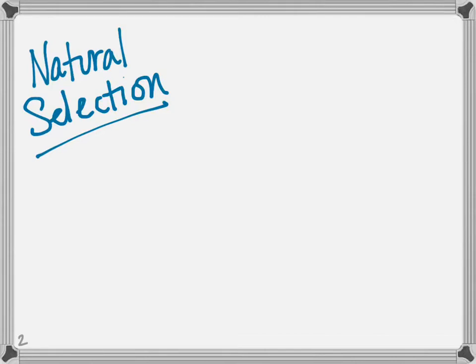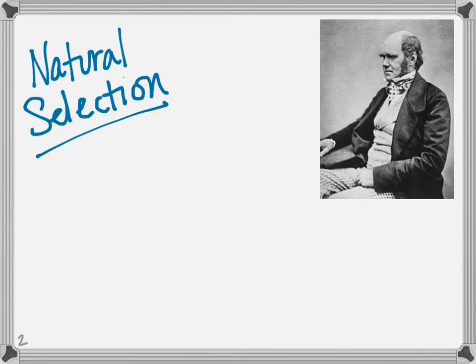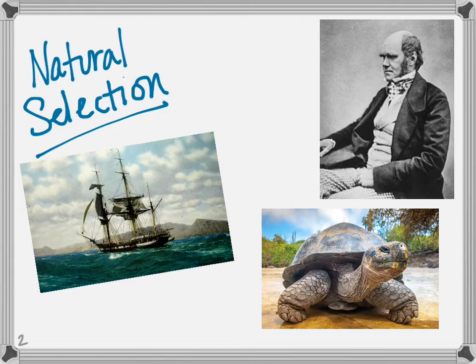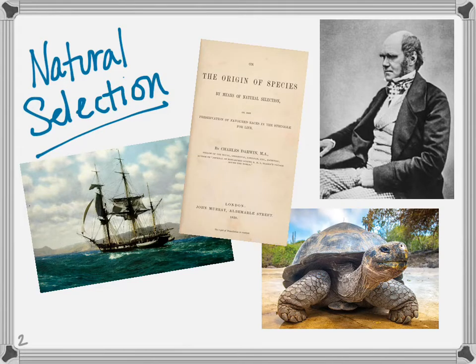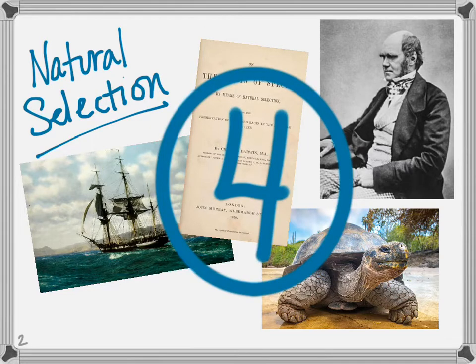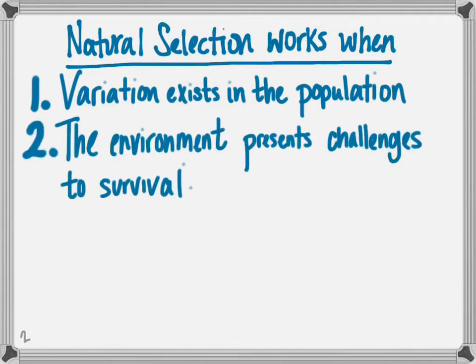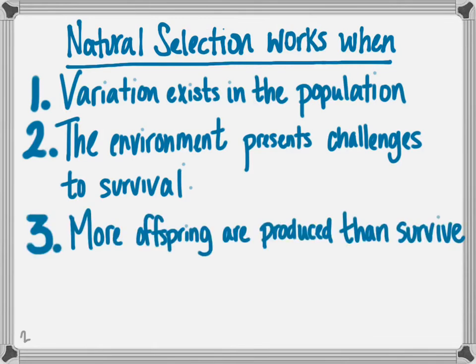This is the mechanism for evolution first proposed by Charles Darwin after his travels and observations and after many years of careful thought. Natural selection works on any population if 4 conditions are met. First, that there's variation in the population. Second, that the environment presents some sort of challenge or challenges to survival. Third, that more offspring are produced than will survive to have offspring of their own.